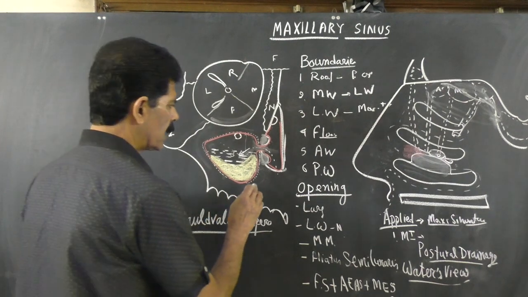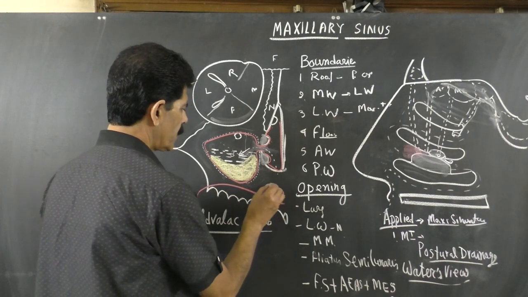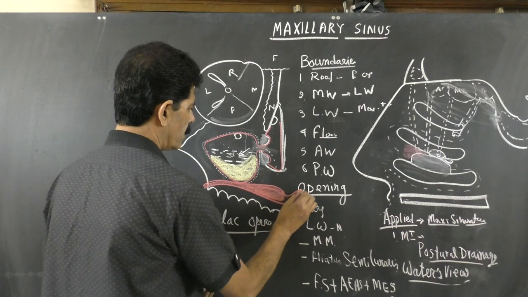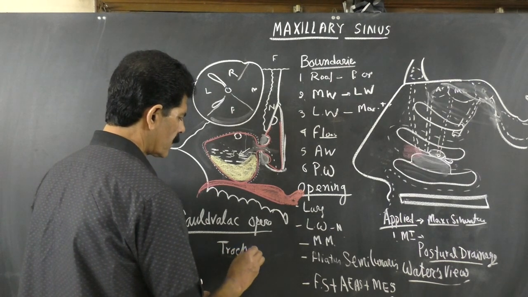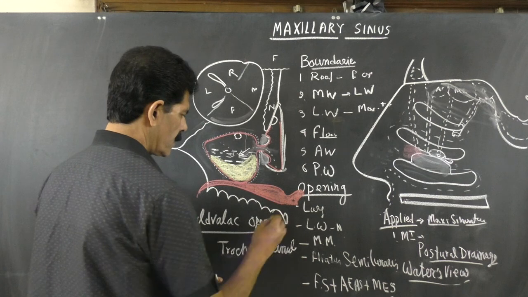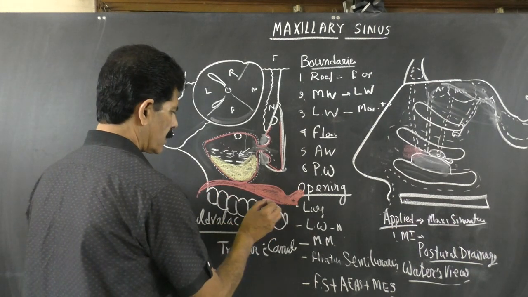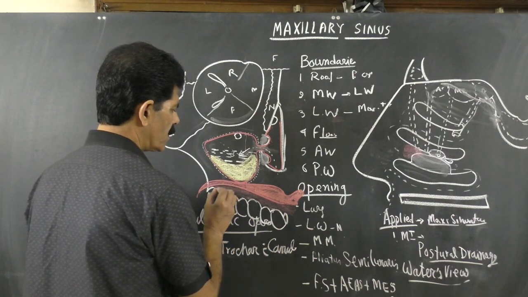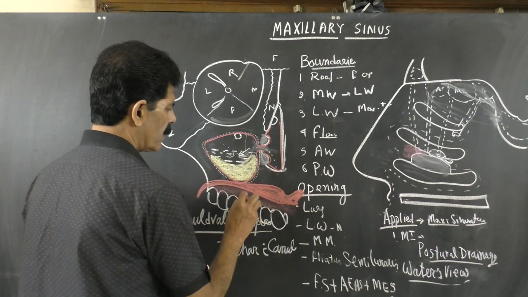In Caldwell, we approach anteriorly and a cut is made at the labiogingival sulcus. We make the hole with a special instrument called the trocar and cannula, and we make a very small cut at the labiogingival sulcus. The gingiva is what covers our gums of the tooth, and this is the mucous membrane of the upper lip.